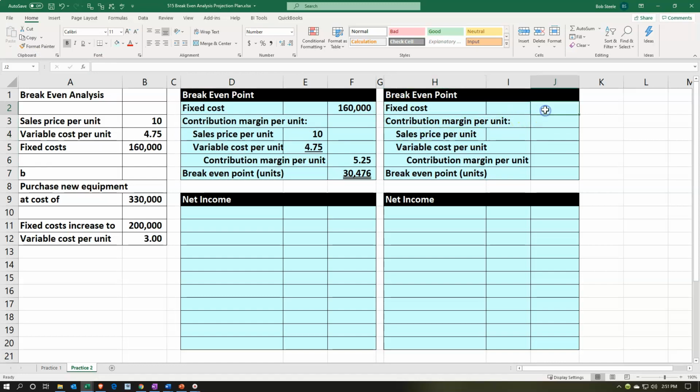Now I'll just pick up the new numbers. So now we're going to say if we make the change, we're going to have the 200,000 higher fixed cost. However, the variable costs now will change. We're still going to be selling them for $10, but the variable costs will now be $3 as opposed to the $4.75. Subtracting that out, the 10 minus the 3, we get a $7 contribution margin per unit. 200,000 divided by the $7 is going to be the 28,571.